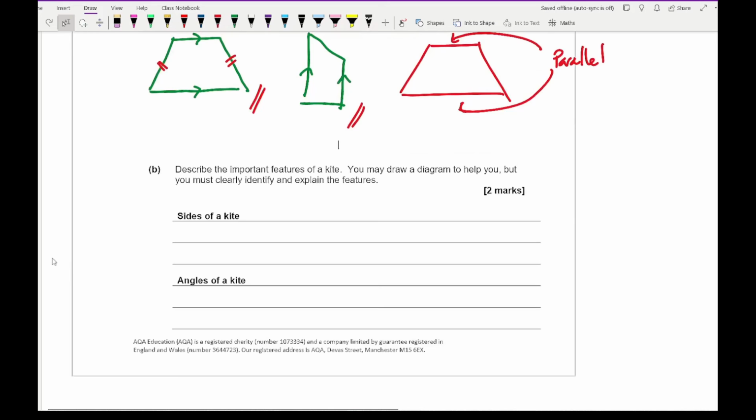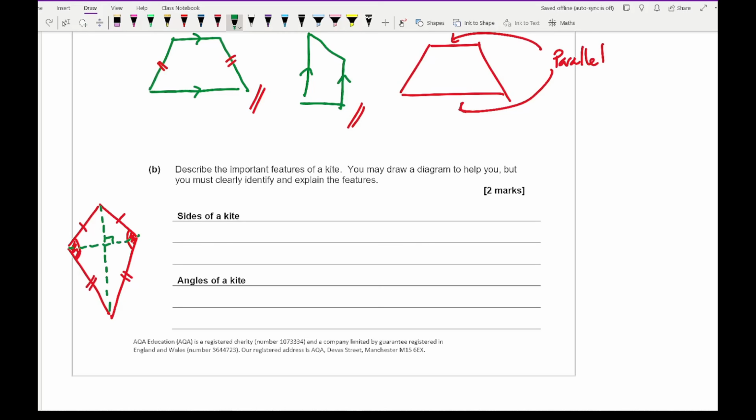You might draw a diagram to help you, but you must clearly identify and explain the features. So let me just quickly draw a kite. So with the kite, we've got two sides that are equal. So those two sides are going to be equal. We know that this angle here is going to be the same as this angle here. And we know that the diagonals meet at 90 degrees, or are perpendicular. So any of those statements would be true.